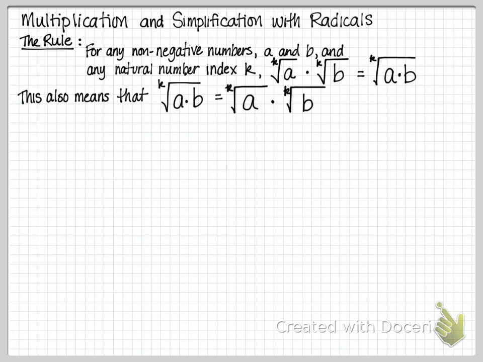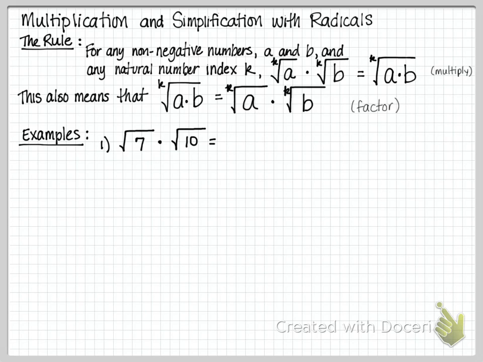But this also means that we can go the other direction, since it's an equality. We can say the kth root of a times b is equal to just the kth root of a times the kth root of b. These are done for two different purposes. The first one is when we're doing multiplication, and the second one is when we want to factor things out. So let's look at some examples.